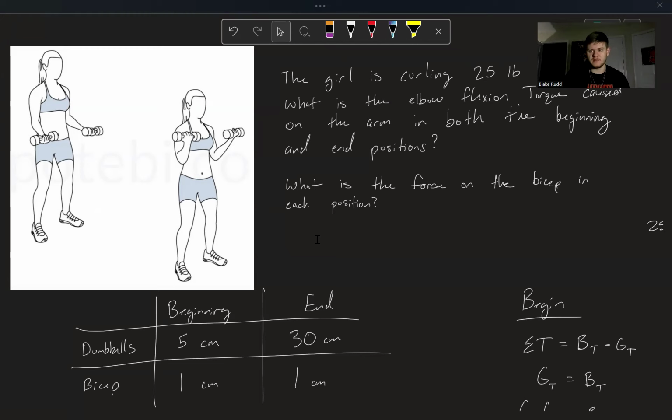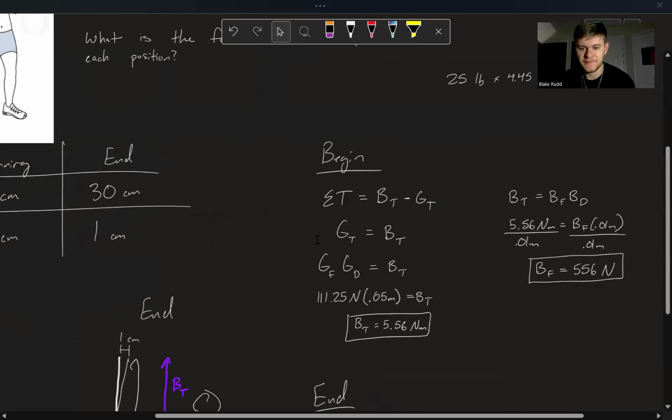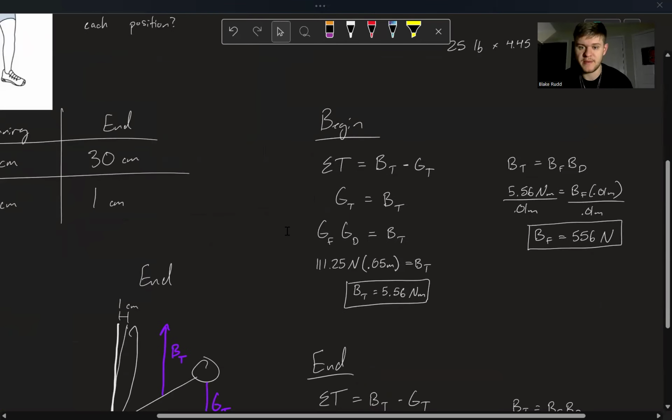This is the best picture I could find with both positions. He would probably give you a side view of just one arm curling. All right, I hope that makes sense. So I converted my 25 pounds to newtons. So I have 111.25 newtons.